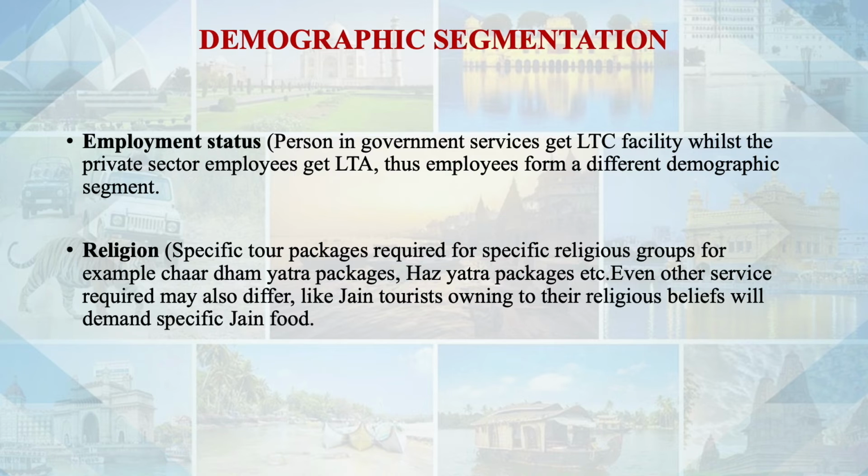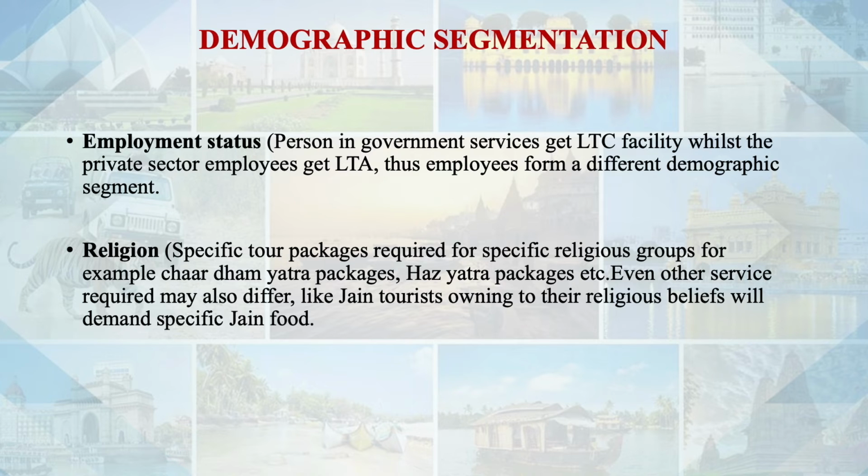Religion can also be one of the bases for segmentation. For example, different religions have different sites, so we need to make specific packages. Like for Hindus, there can be Char Dham packages. In case of Muslims, there can be Hajj Yatra packages. Also, there is a difference in the products and services demanded. For example, Jain tourists visiting a particular location will demand specific Jain food, and accordingly this needs to be factored into the product and services offered to them.